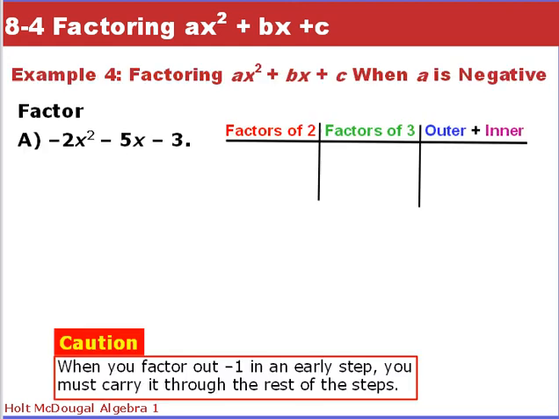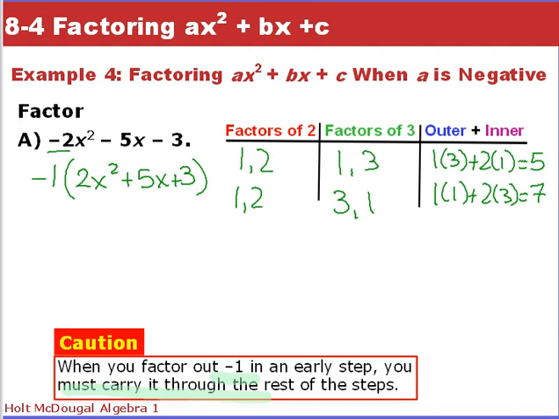And now when a is negative, we got a negative here. Notice, when you factor out negative 1 in an early step, you must carry it through the rest of the steps. So with this one, we need to make sure we carry the negative 1 down. We're going to end up with 2 binomials. Finding the factors of 2, 2 is prime, so it's just 1 and 2. 3 is also prime, so it's going to be either 1 and 3 or 3 and 1. The first one we hit right off the bat. 1 times 3 is 3, and 2 times 1 is 2, so we get 5. So we could stop. We just went a little further just to show you what it would be.